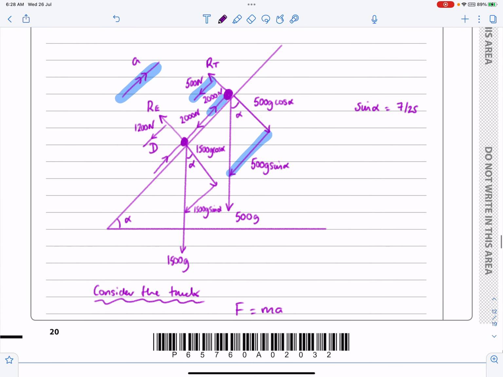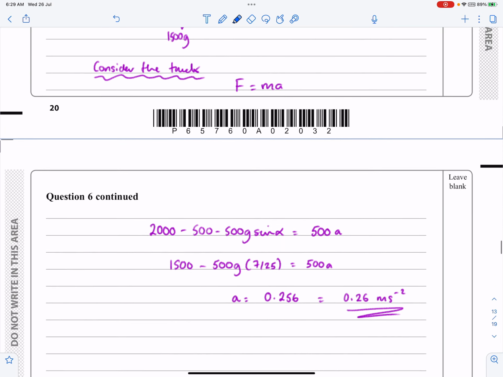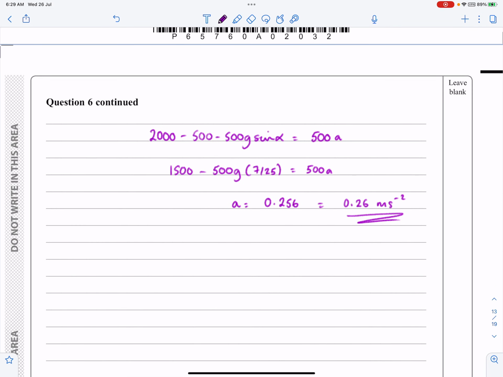Now I'm trying to work out what D is, and if I'm trying to work out what D is, get rid of these highlights in my diagram, I can now consider just the engine, and I've got D, 1200, 2000 and 1500g sine. All those forces are going to be acting. So let's talk about those. Consider the engine.